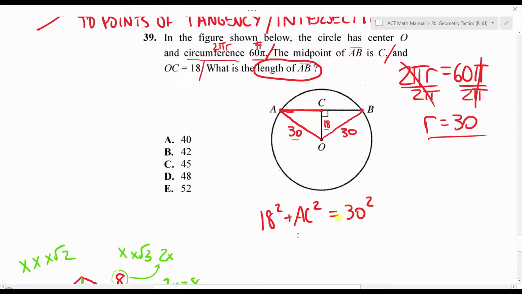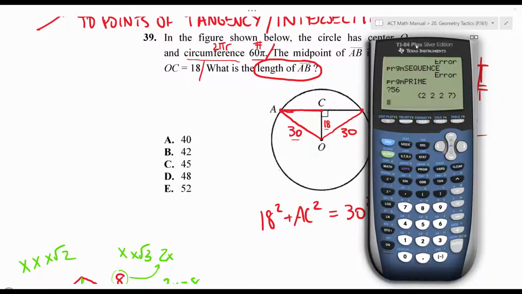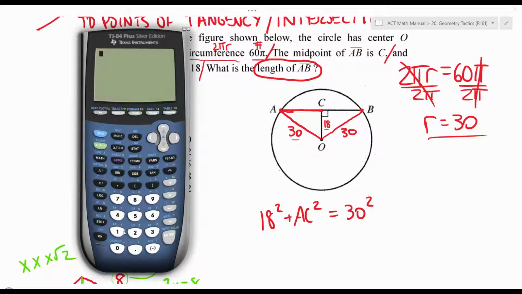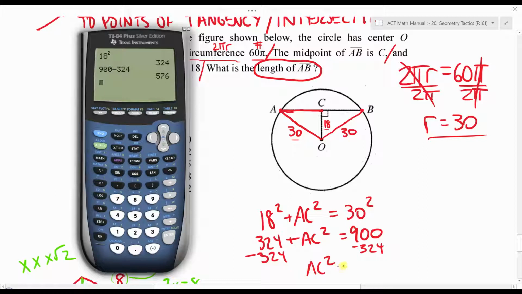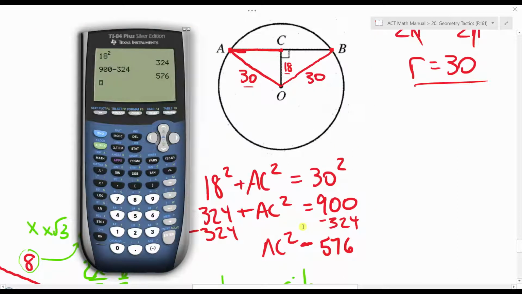I am going to go into my calculator and let it do the work for me here. So 18 squared is 324. So 324 plus AC squared equals 30 squared, which is 900. I'm going to subtract the 324 from each side, and 900 minus 324 is 576. So I now have that AC squared equals 576. If AC squared equals 576, I square root both sides and I get AC equals 24.